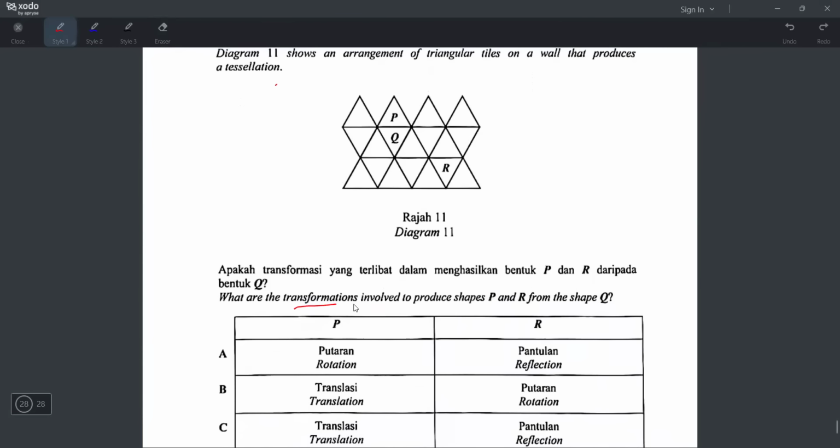So now they ask, which of the transformations is involved to produce P and R from Q? Means Q is the object, because it is from Q. So from Q to P, I think this is reflection. Yeah, you reflect using this line, right? You just reflect upwards. Rotation, no. Translation, even worse. How can this be translation? Okay, Q is like that. The sharp point is pointing down, but the P is going up, so it cannot be translation. Because in translation, the orientation cannot change. If the sharp point is pointing down, after you translate, it still has to point down. But this one changed already, so it's definitely reflection.